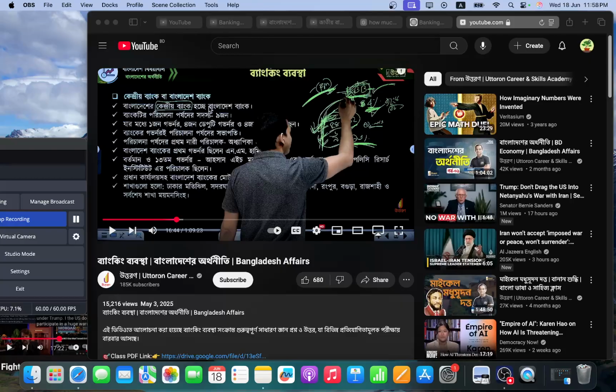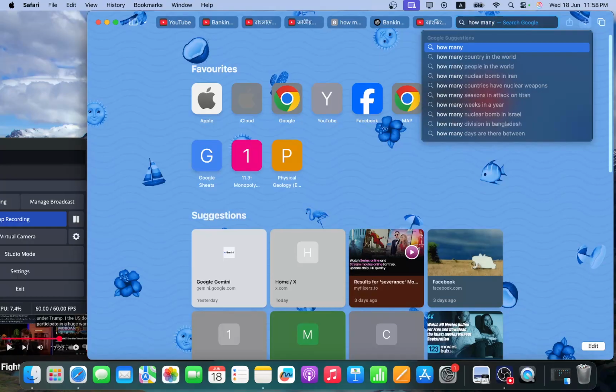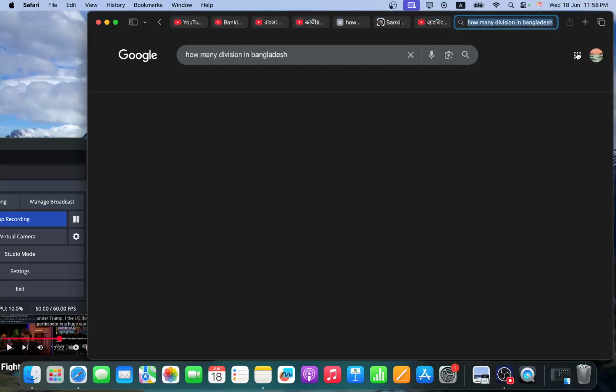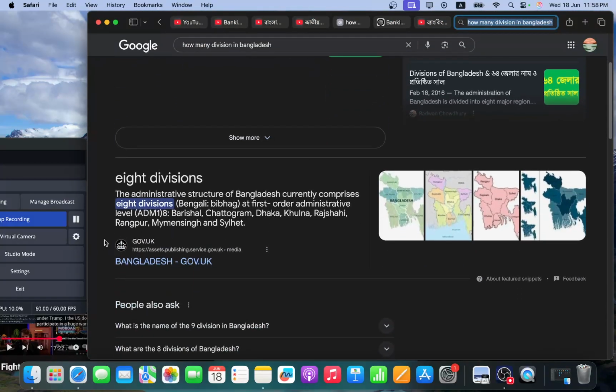I don't think there are 10 district areas, are there? Not districts, but division areas. There's like 7 divisions. Do we not have 7 divisions? How many? This is so embarrassing. How many divisions in Bangladesh? 8 divisions. Yes, 8. Dhaka, Khulna, Rajshahi, Rangpur, Mymensingh, and Sylhet. Yes, the last one was Mymensingh.